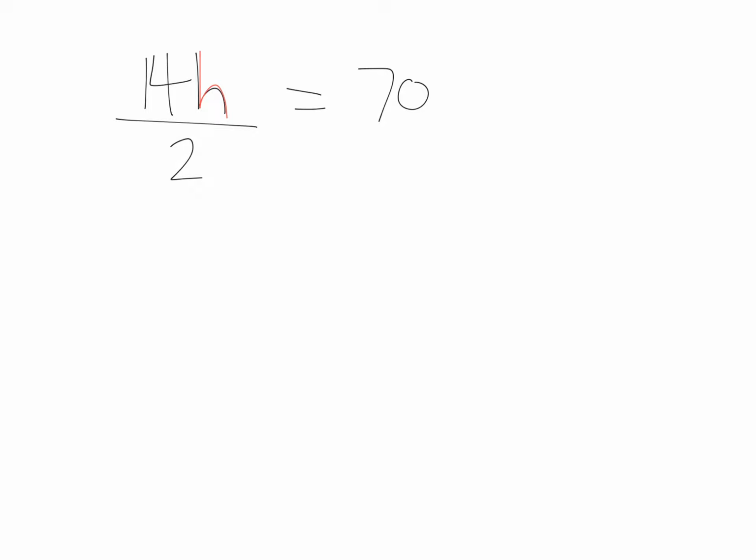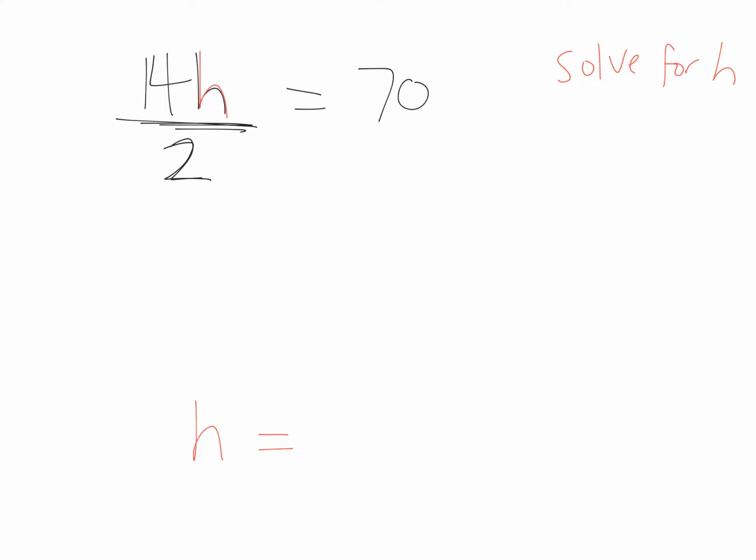So now we have to solve for H. Okay, we did this last week. We want to do the opposite operation. I'm trying to isolate the variable. I'm trying to figure out what is H equal to. So what operation do I have on the left side? I have 14 times H, right, divided by 2.